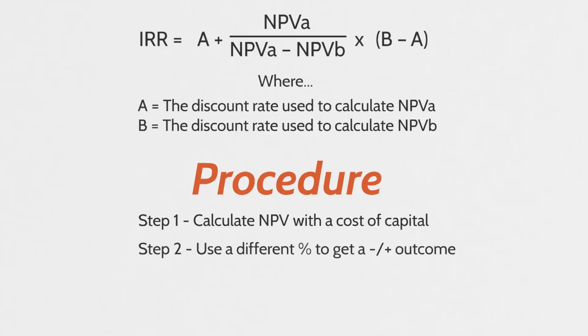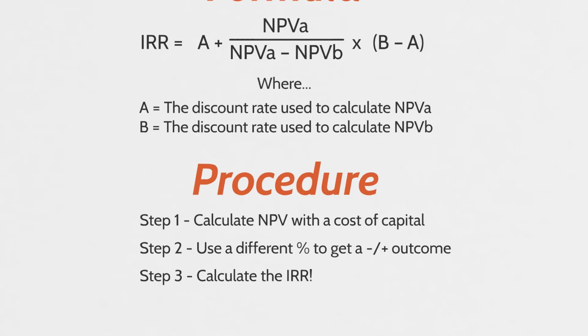And the procedure for calculating the IRR is, step 1, to calculate the NPV with the given cost of capital. Step 2 is to use a different cost of capital to get a negative or a positive outcome depending on what the original result was. So if you have a cost of capital that gives you a positive net present value, now you need to use a different cost of capital to get a negative NPV. And once you've done that, you use those figures to calculate the internal rate of return.